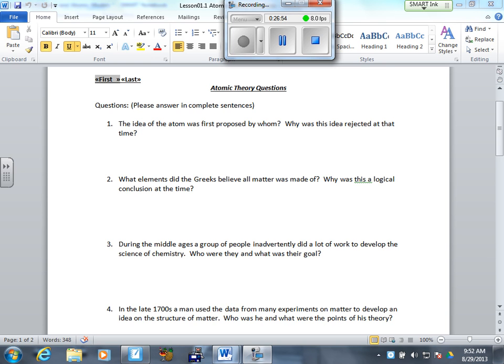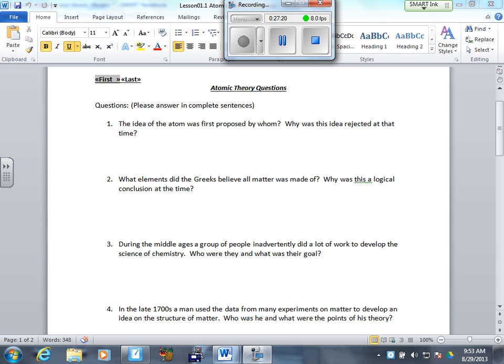All right. Number 2. What elements did the Greeks believe all matter was made of? Well, we just gave them away. What are they? Right. Okay. Air, fire, water, and earth. Right. Why was that a logical conclusion? Yeah, it was something they had experience with, something they could understand. Okay. And that's what we always do. We always find the explanation that is most fitting to what we understand.